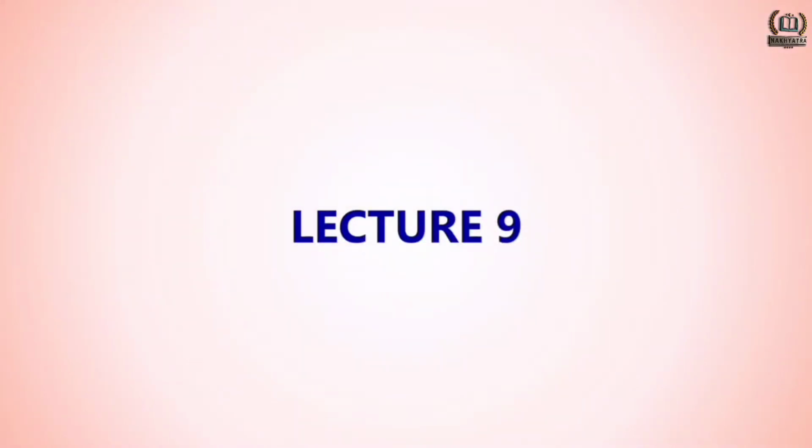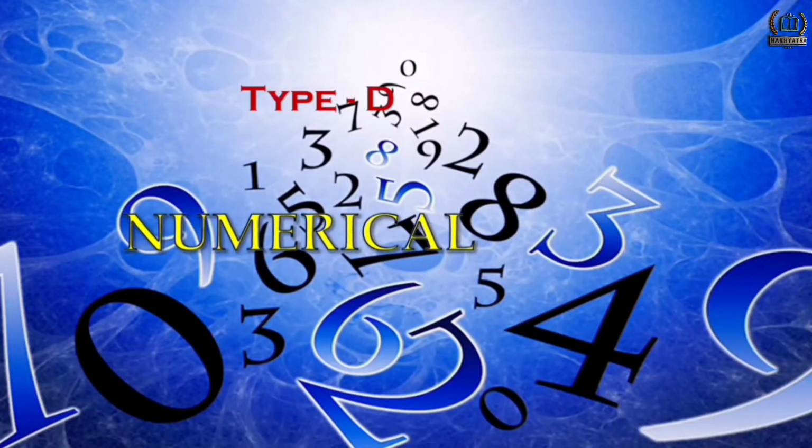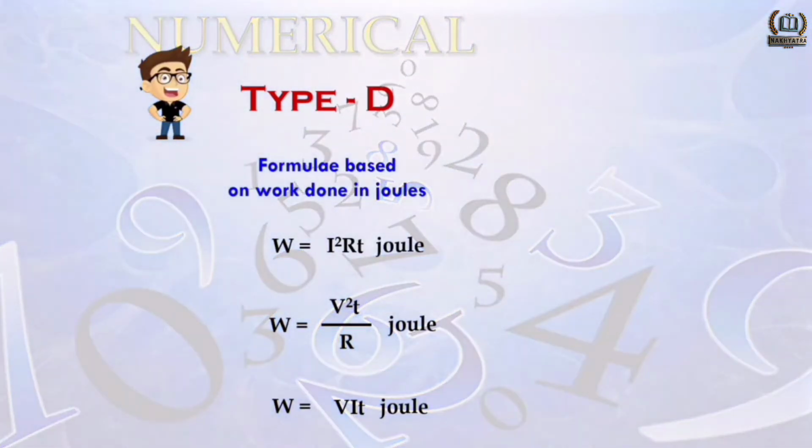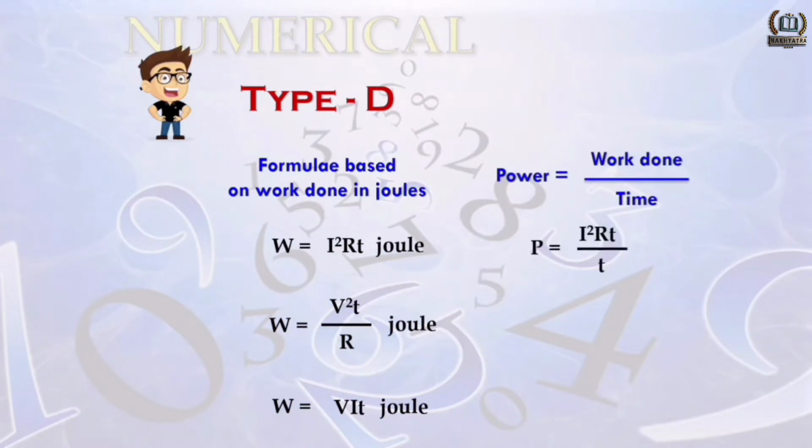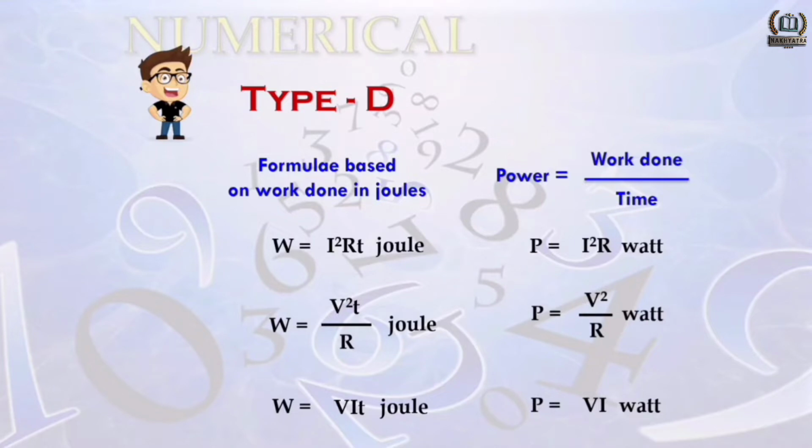So in this lecture number 9, we will solve a few numericals of type D. The formulas we will use are based on work done in joules and power. Power equals work done by time, therefore power equals I square into R into T by T. Here we will cancel the time, therefore power equals I square into R watt, power equals V square by R watt, therefore power equals V into I watt. Here watt is the unit for power.